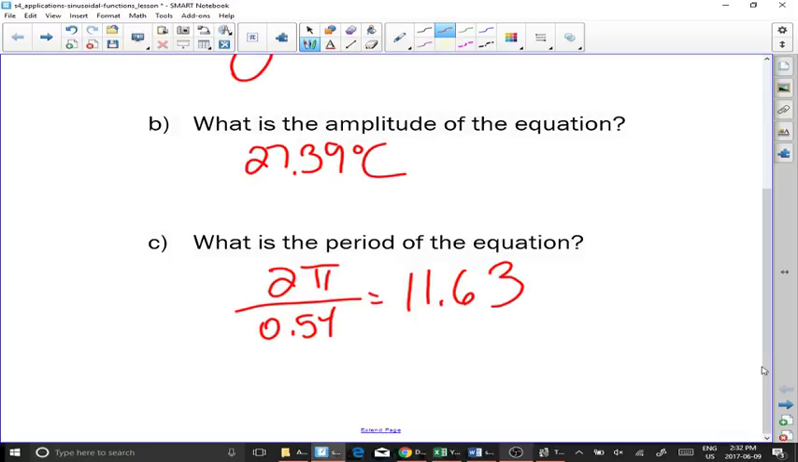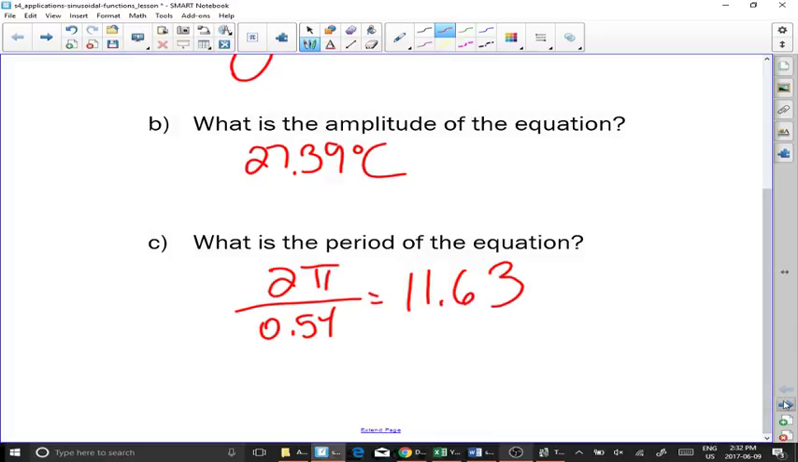11.63 makes some sense because 11.63 is about 12, and typically weather is periodic in the sense that we expect the same temperature in June every year, give or take on average, and we would expect temperatures in November to roughly be the same on a year-to-year basis as well. Okay, so that's just taking the equation and trying to interpret it a little bit.